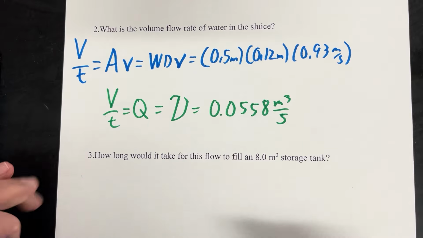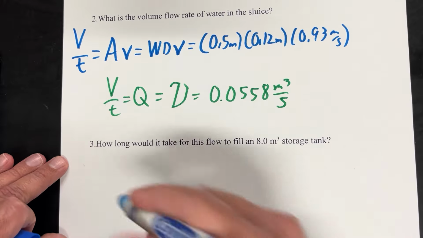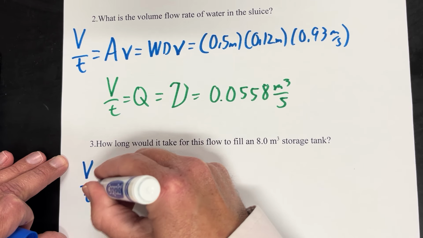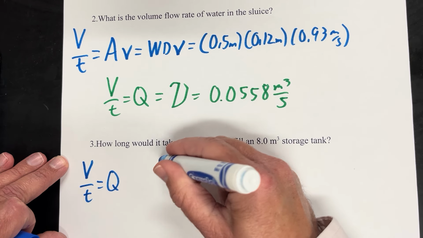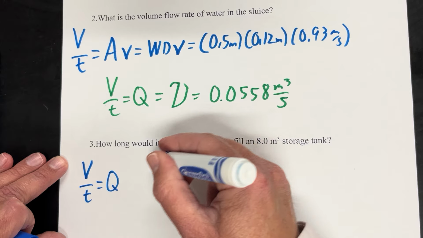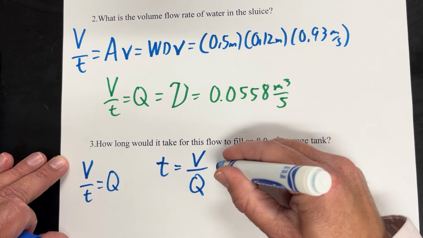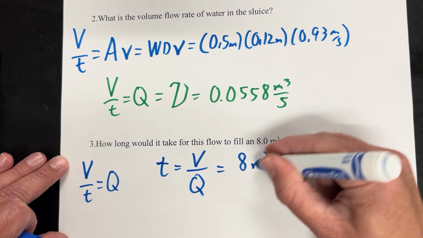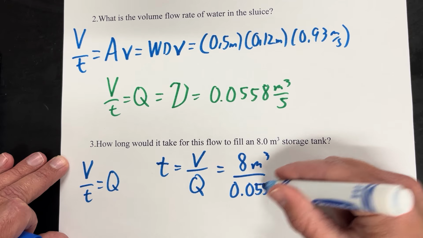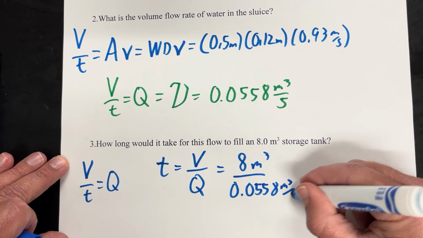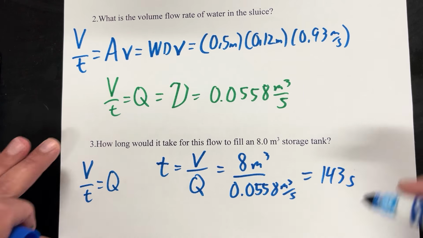All right, last part here. How long would this take to fill an 8 cubic meter storage tank? Well, if the volume flow rate is Q, then to solve for the time, multiply time up here, divide Q down here, we would take the volume we're trying to fill divided by the volume flow rate. So we're trying to fill 8 cubic meters, and we're filling it up at a rate of 0.0558 cubic meters per second. And so when you work that out, you'd get about 143 seconds.